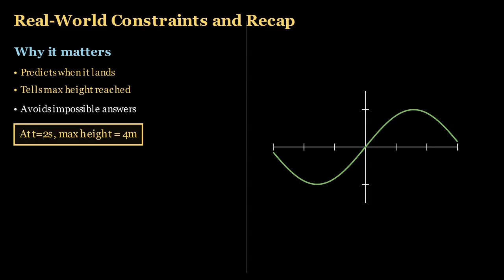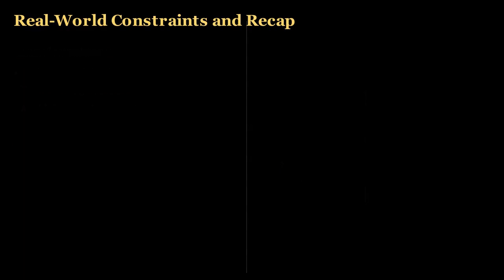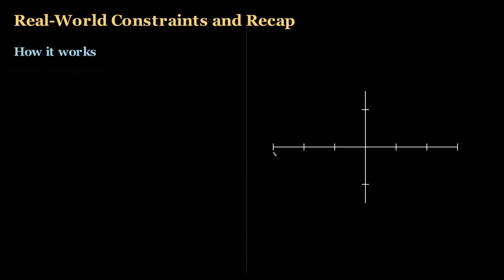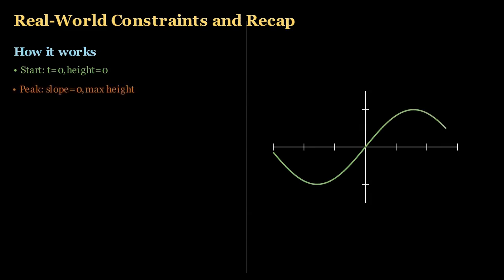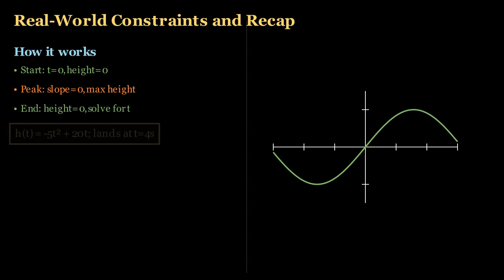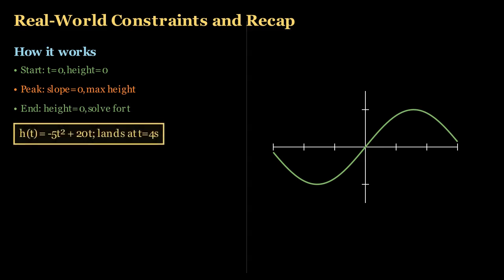Let's build this from the ground up. Imagine you toss a ball straight up. Its height over time is a parabola. We can write a simple model, height equals negative 5t squared plus 20t. At t equals 0, height is 0, the moment it leaves your hand. The domain starts there. The ball rises, slows down, and at its peak the slope of the curve is flat. That gives us the maximum height, the top of the range.